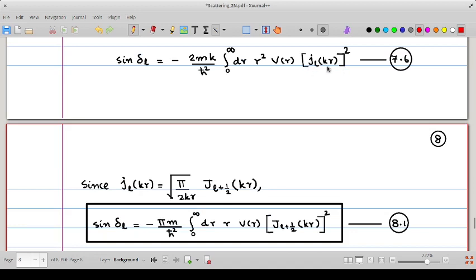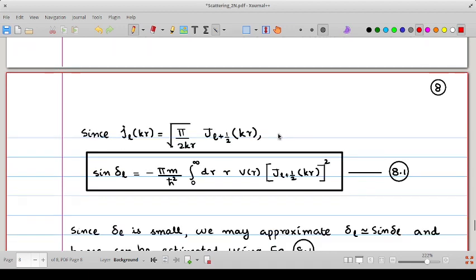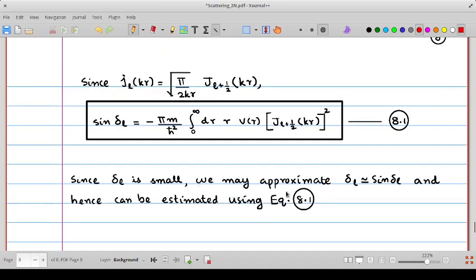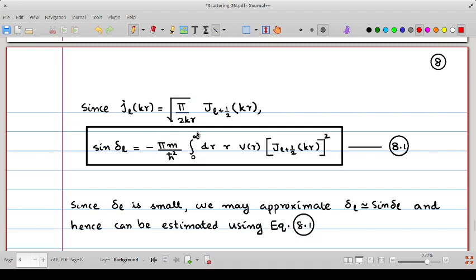Now this spherical Bessel function jL is related to the Bessel function of order L plus half by this formula. So substituting that over here, we have sin δL is equal to minus πm/ħ² times the integral of r V(r) J_{L+1/2}(kr) squared from 0 to infinity. Now further, since δL is very small, we may approximate sin δL by δL, and this integral then directly estimates the phase shift, which may be used to compute the scattering cross section.